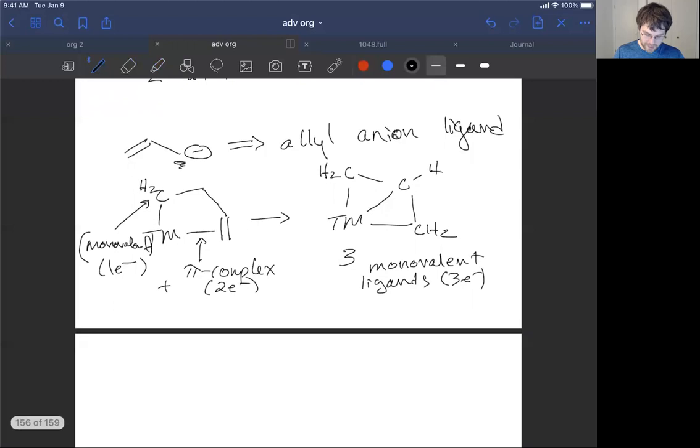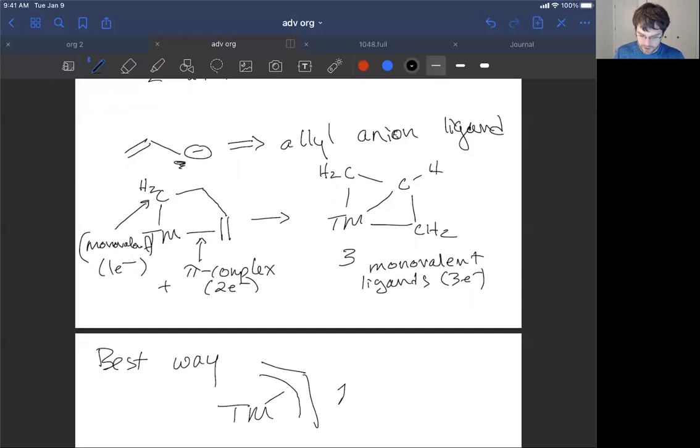Or the best way is to just say, okay, transition metal, allyl carbons, we're going to draw a curve connecting all of the atoms together and have the transition metal connected there. And we would call this an eta 3 allyl transition metal complex, where the eta 3 represents the C atoms connected.